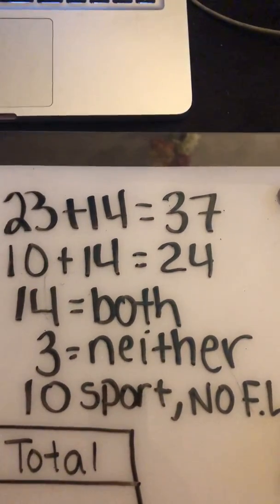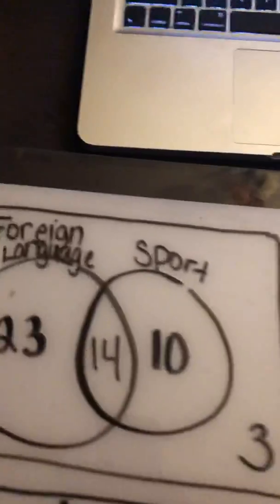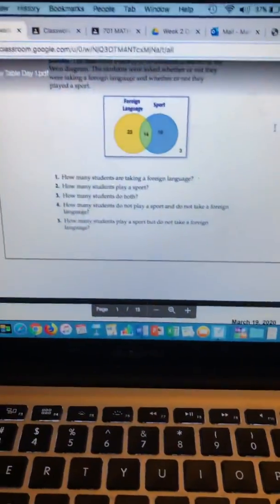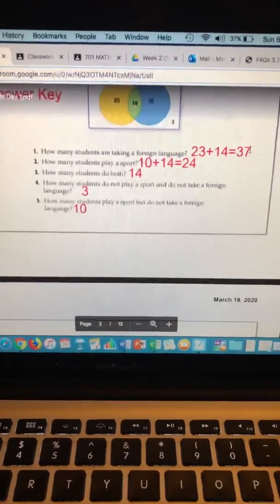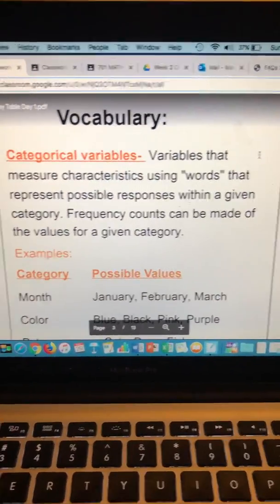The reason why we gave this to you as a warm-up is because your topic today, two-way tables, is very similar to the relationship that a Venn diagram shows. I'm going to continue on with the lesson. This just gives you the answers that we just went over as well. And then here is your vocabulary.